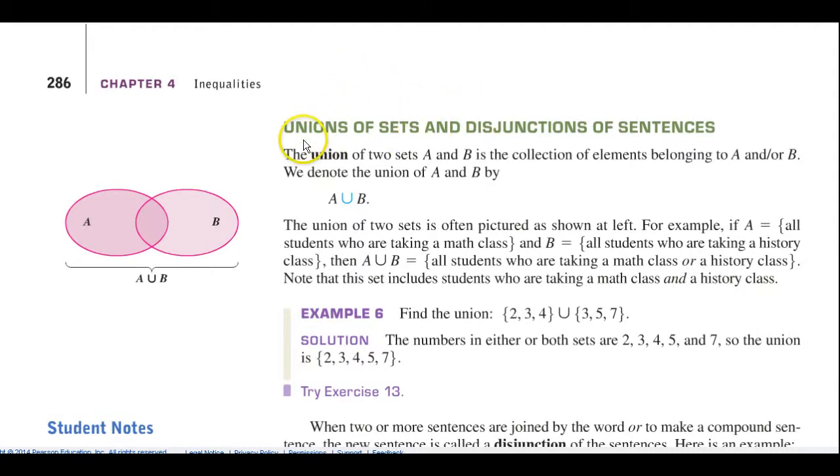All right, now we're going into unions of sets and disjunction of sentences. So the symbol changes from an upside down intersection to a regular sort of U, union. And once again, the key word will be or.